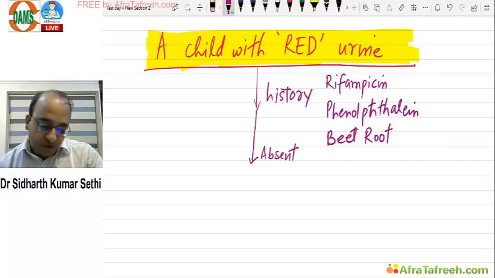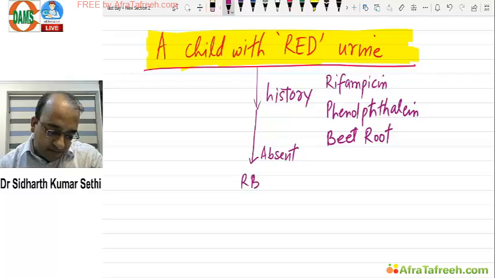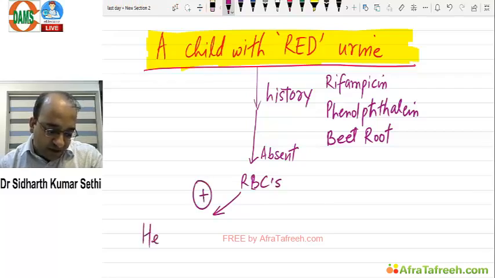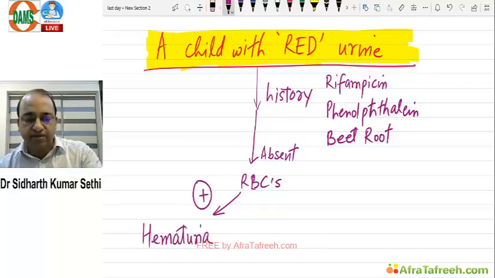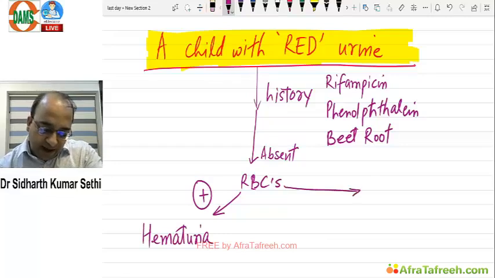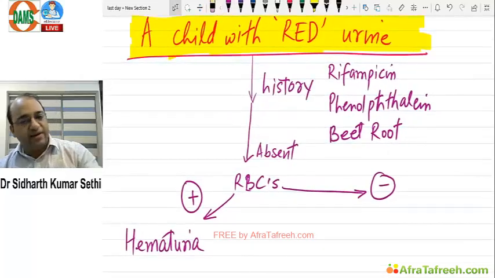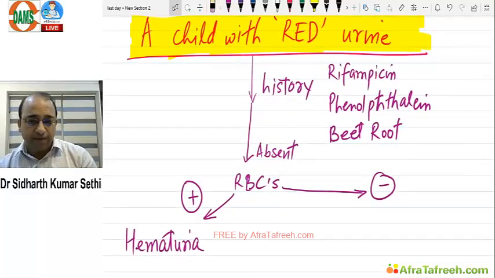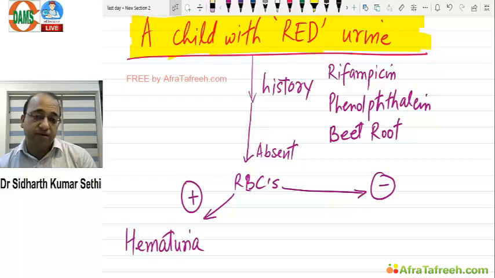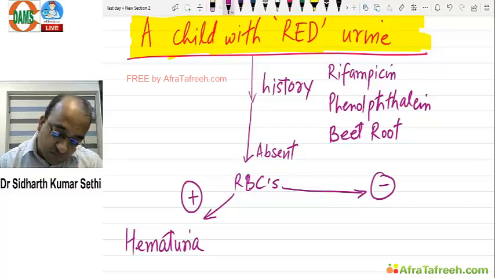now all of you, you should look for RBCs in the urine. If RBCs are positive, that's called hematuria. If RBCs are absent, can anyone tell me what can this be? A child has red urine, okay, but the RBCs are not there. What can this be? Then you should always look for heme.